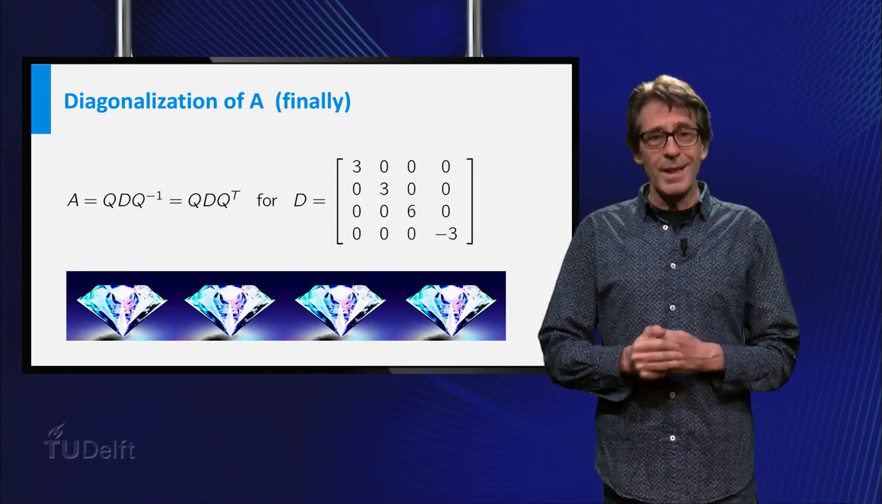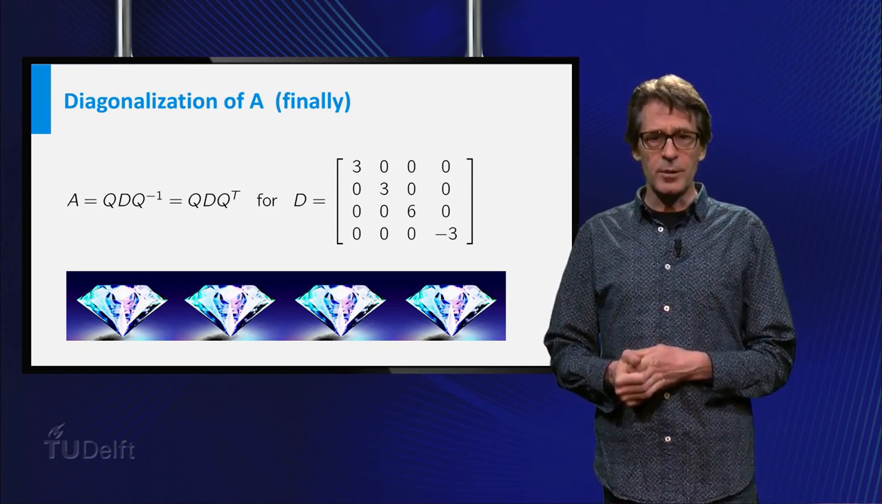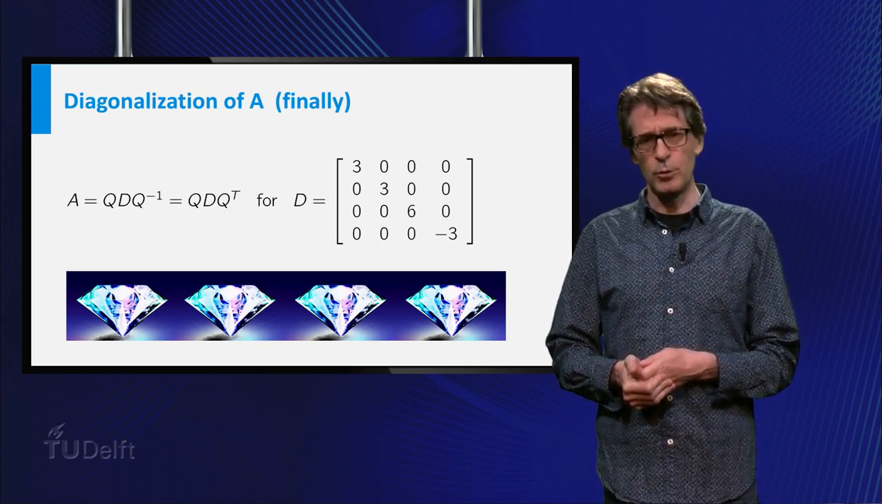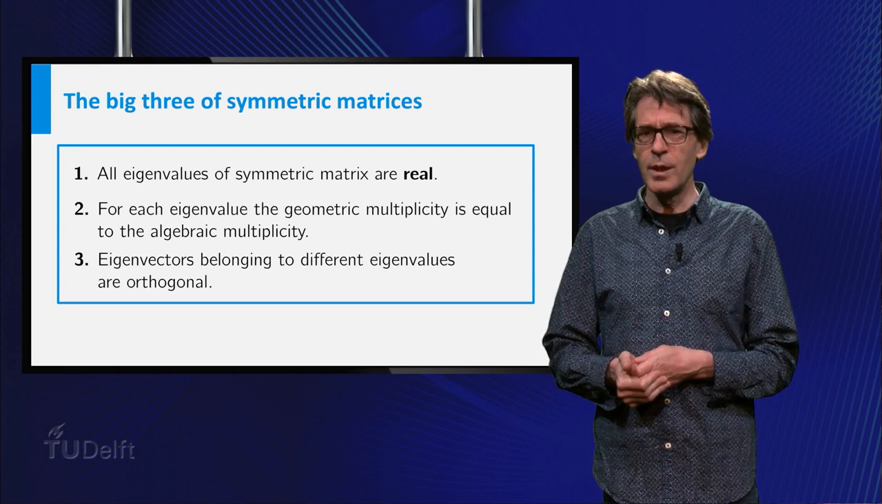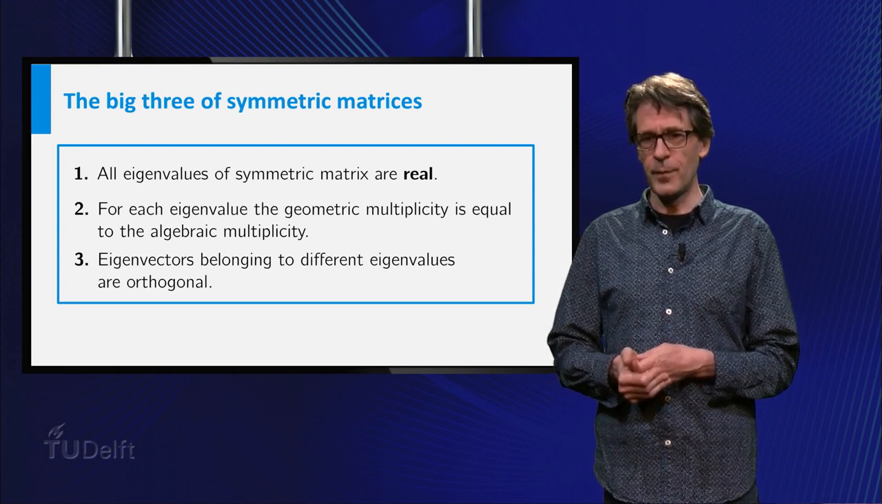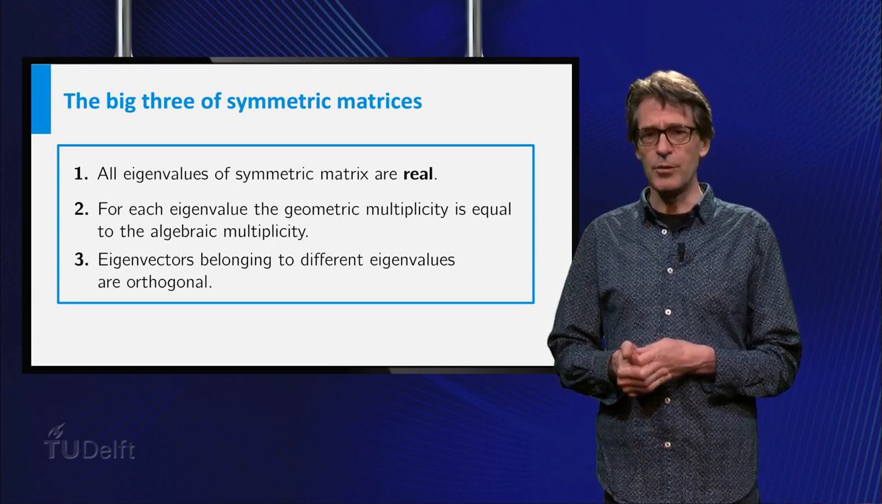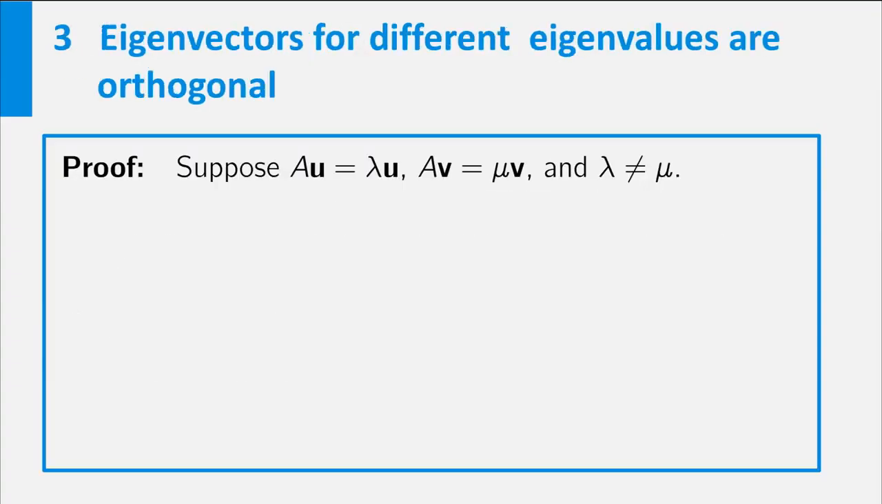For this example, again, the three properties are satisfied. Two examples is of course quite insufficient as a proof. Let's have one last look at the big three. The proof of the third property is the easiest, and I will give it here. Suppose u and v are eigenvectors for different eigenvalues lambda and mu. Then the inner product of A times u and v can be calculated in two ways.